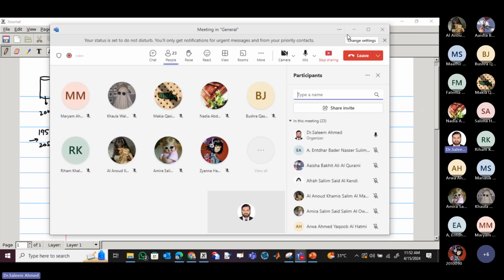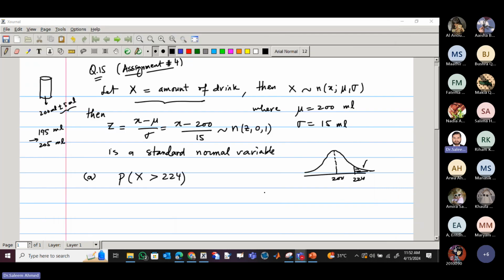Okay, so going back here. So 224. Now I will write 224 in Z. When X is 224, my value of Z will be 224 minus mu by sigma. So 24 by 15. 15 ones are 15 and 15 sixes are 90. So that is the probability of Z greater than 1.6, right?